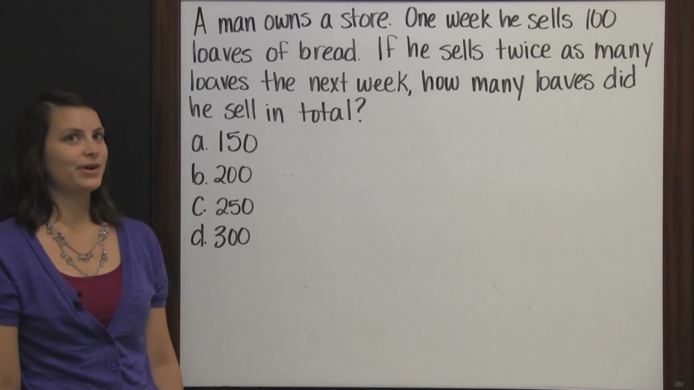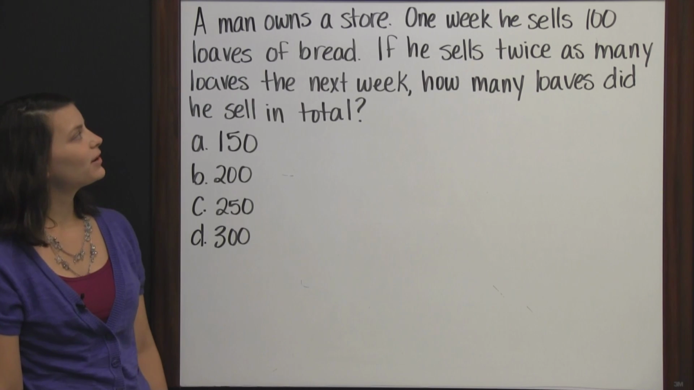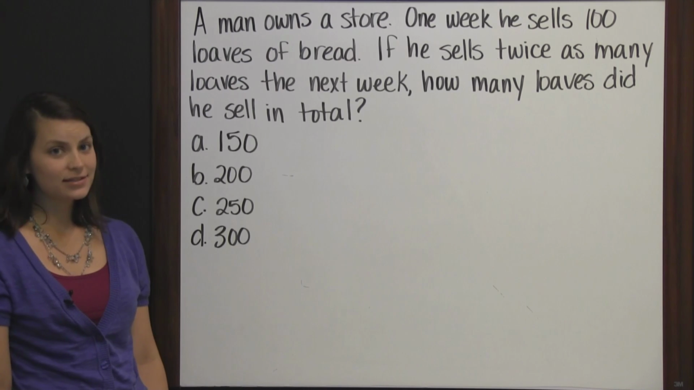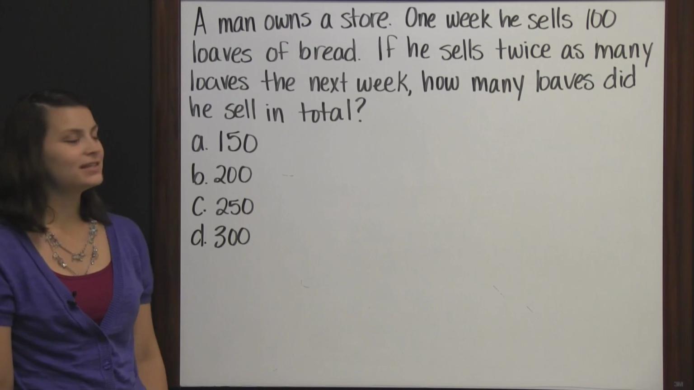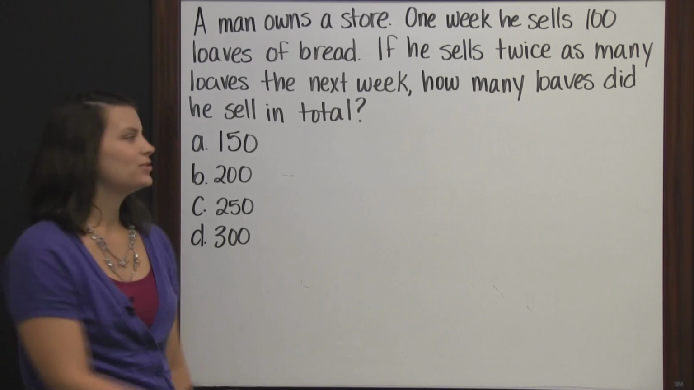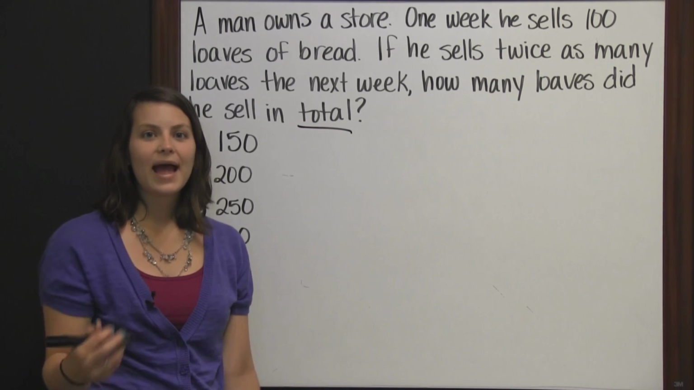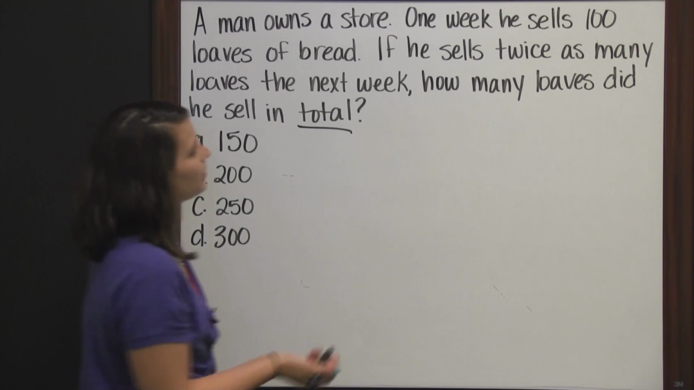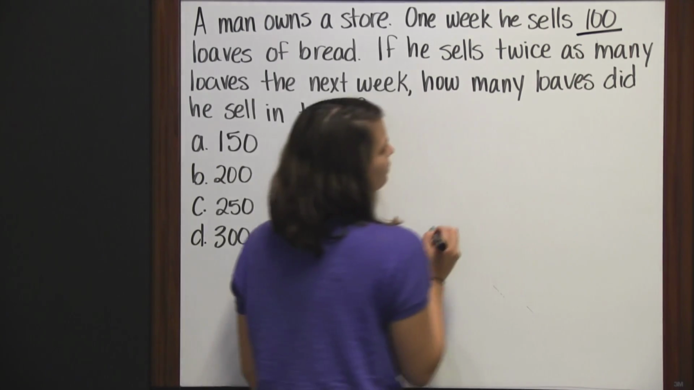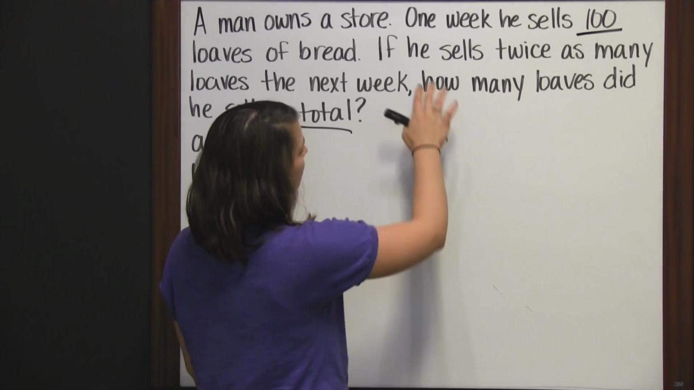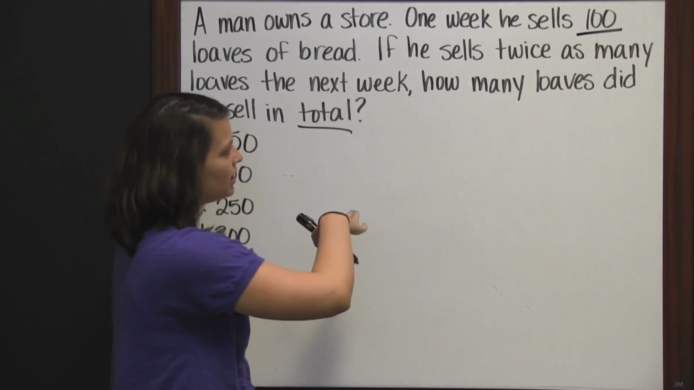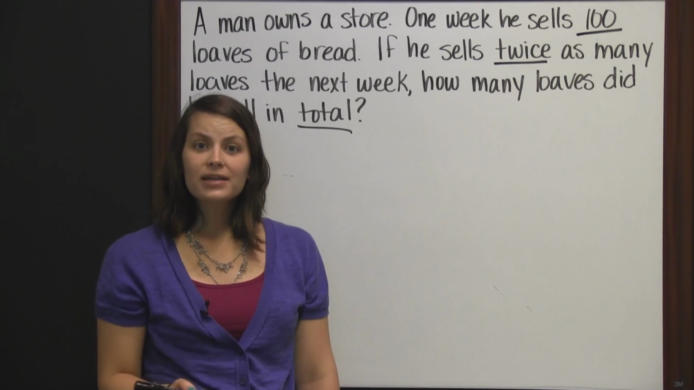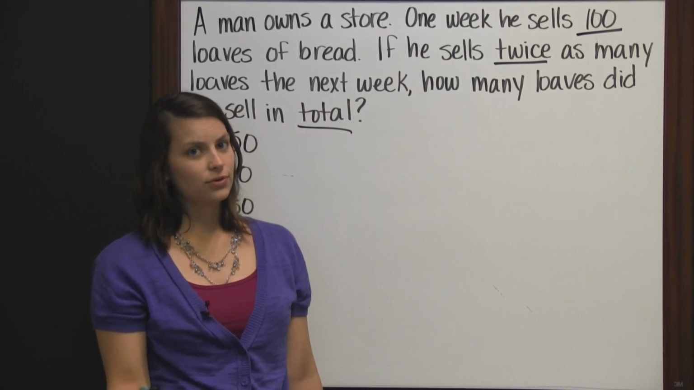A man owns a store. One week he sells 100 loaves of bread. If he sells twice as many loaves the next week, how many loaves did he sell in total? So total tells us that we need to add up all of the loaves of bread that have been sold. We know he sold 100 loaves of bread in the first week, but then the next week it just says he sold twice as many. And that word twice means to multiply times 2.